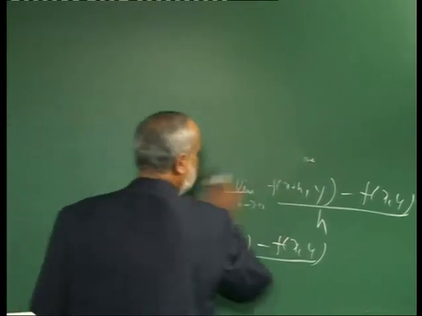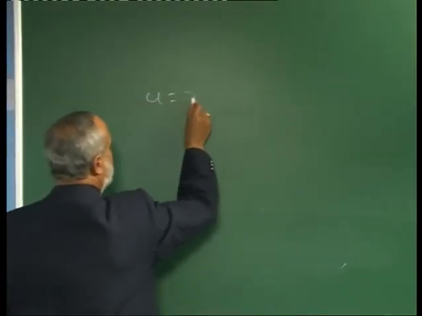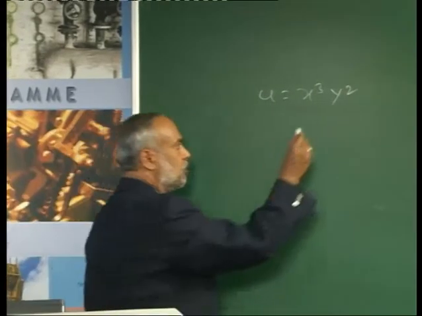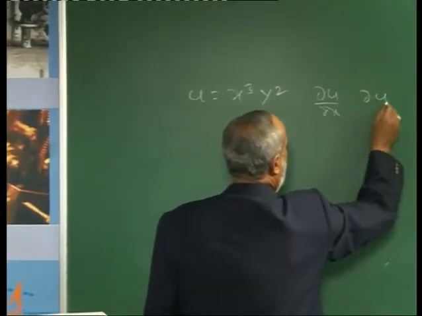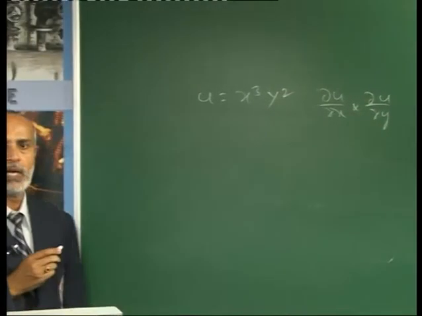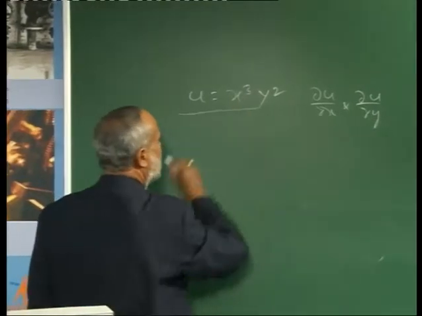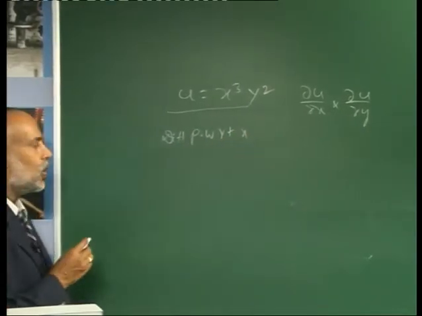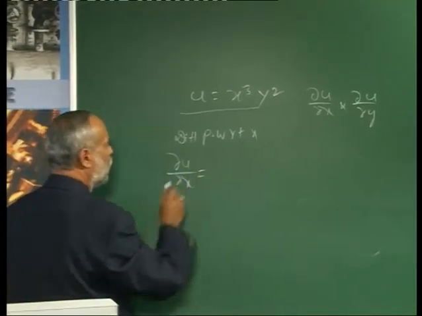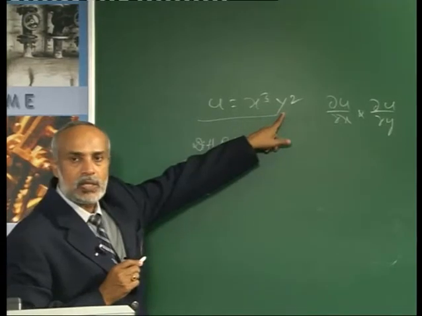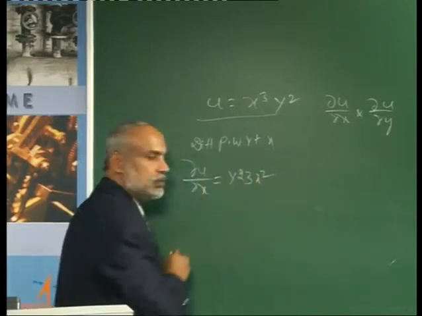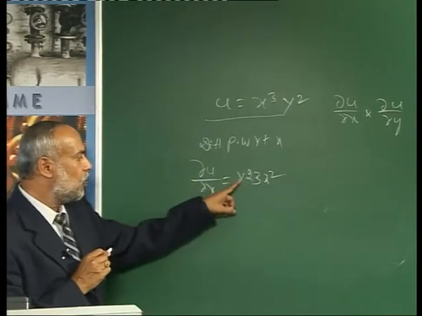Now I will give one example. u is equal to x cube y squared. Find dou u by dou x and dou u by dou y. First, differentiating partially with respect to x: dou u by dou x is equal to, y is treated as a constant, so y squared is constant, and x cube differentiation is 3x squared. So dou u by dou x is equal to y squared times 3x squared.